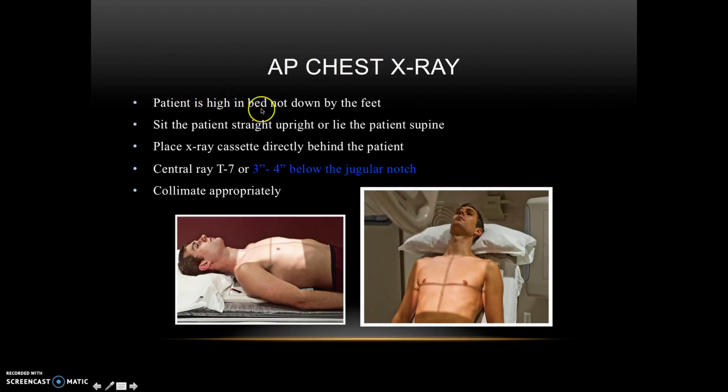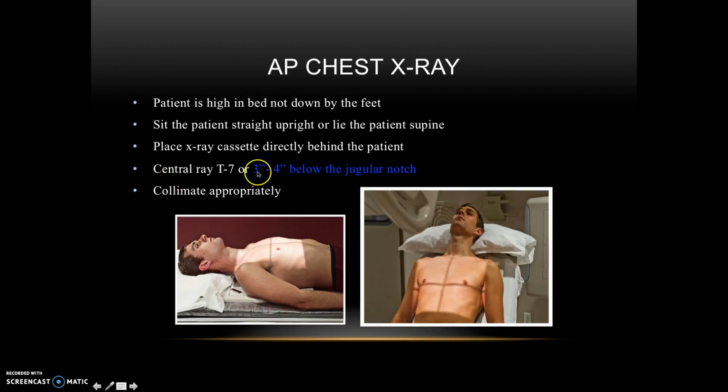The patient is high in bed, not down by the feet. If they're in the stretcher here, you want to make sure the patient's sitting up high, so the lungs can properly expand once they're sitting up high and they're breathing in. You want to sit the patient straight upright, like here, or lie the patient supine, like here. We're going to place the x-ray cassette directly behind the patient. Here's a cassette.